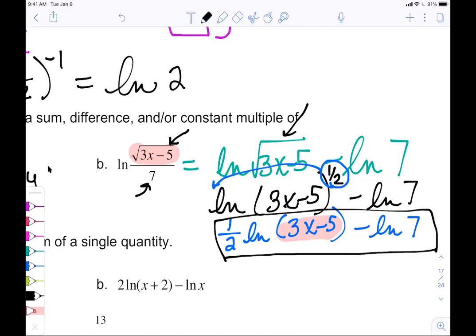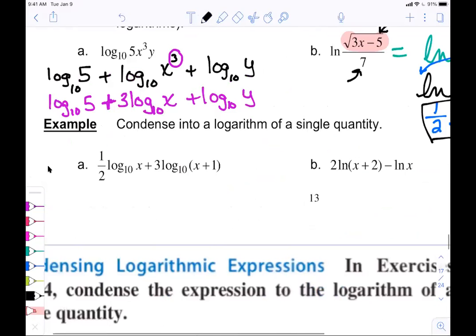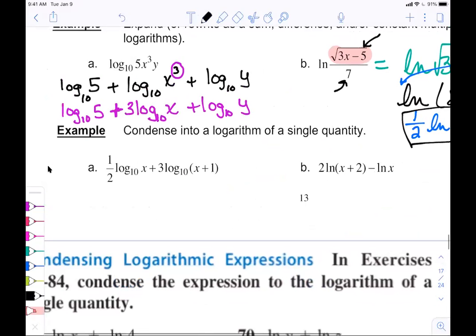So the last 2 problems on here want you to condense. So it's like the opposite of the problems above. It is an expanded form. Now we're going to do the opposite and try and squish them together. So pull these expressions back together. See if you can try and figure out what to do with letter A. So there's a 1/2 log base 10 of x. You're adding that to 3 log base 10 of x plus 1.